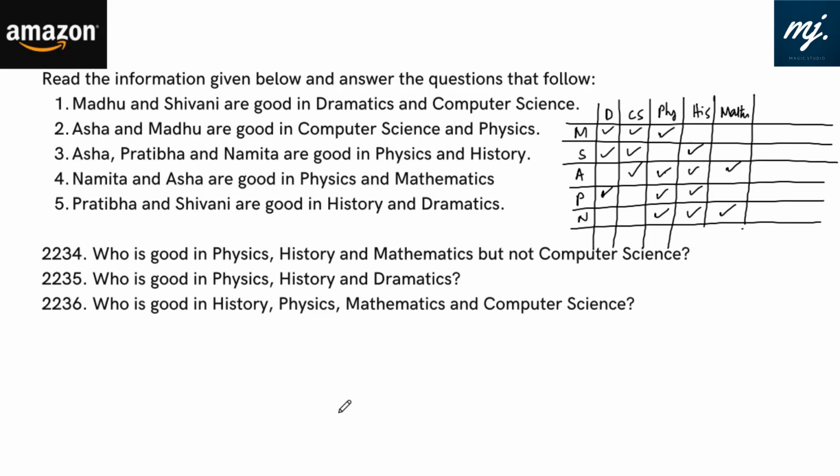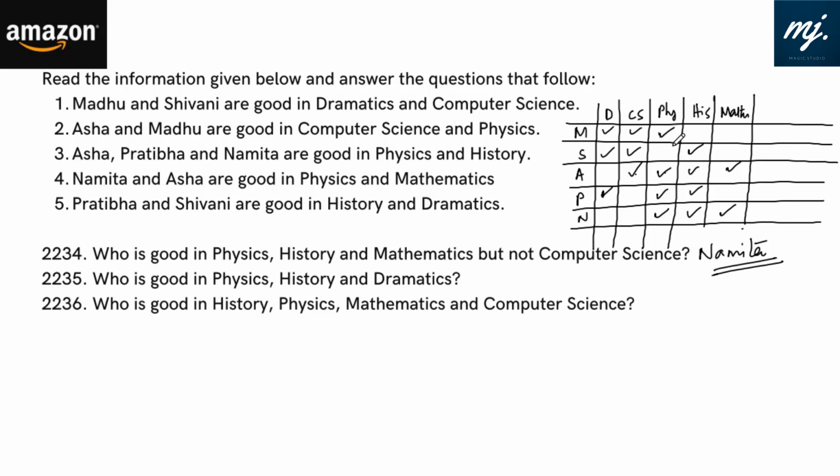So this is their combination that we have from the given information. Who is good in physics, history, maths? Physics, history, maths. Physics, history, no. So we have physics, history, maths is Asha, and physics, history, maths is Namita, but not computer science. But Asha is good in computer science. That means it is Namita. So first one is Namita.